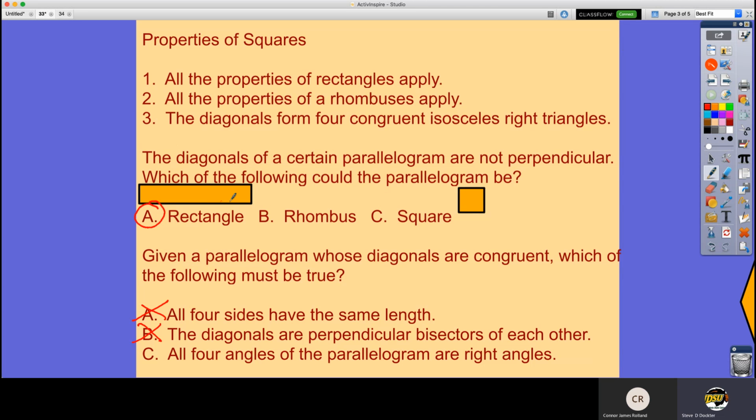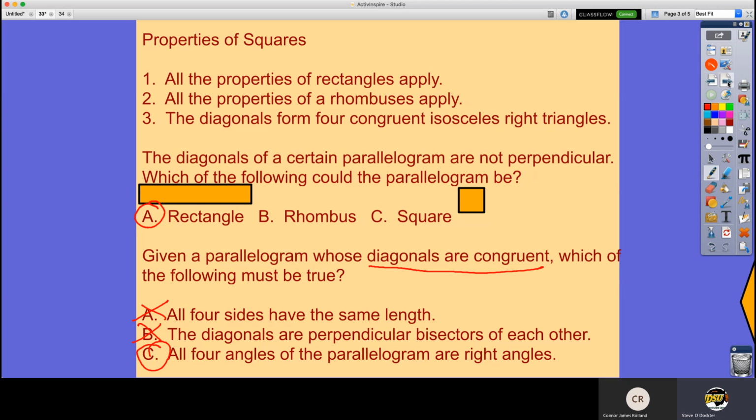All four angles of the parallelogram are right angles. That works for both of these, doesn't it? And that's the only one that would work for when the diagonals are congruent. So sometimes, like I did there, I drew out a picture so I could look at it. I need to visually see it. I know some of the rest of you are very much the same way. So don't be afraid to do that, and to mark up those pictures as you go.